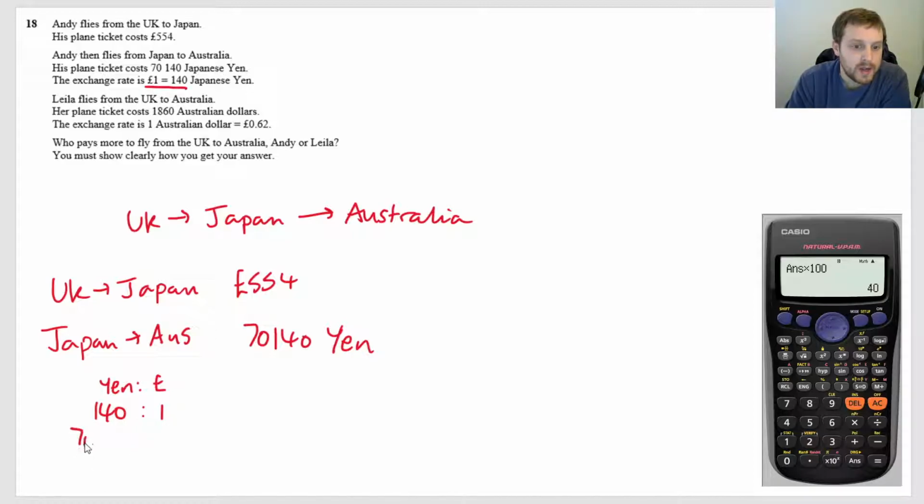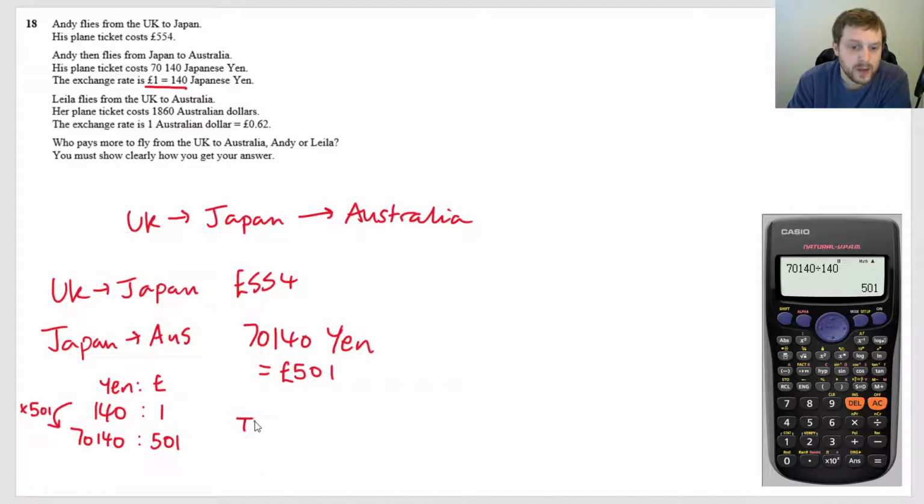So then we've got 70,140 yen. So the question is how many pounds is that? You just work out what you've times by. So 70,140 divided by 140. We're going to see how many of these 140s do we need to make 70,140. And it turns out it's 501. So we're multiplying by 501 to get there. But every time we have 140 yen, we really have £1. So we have £501. Okay, so this is £501.